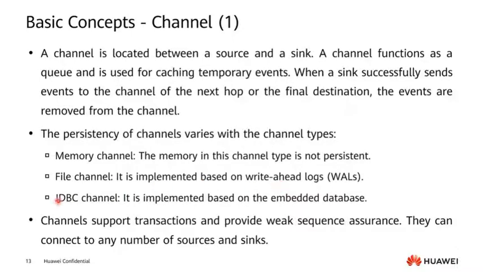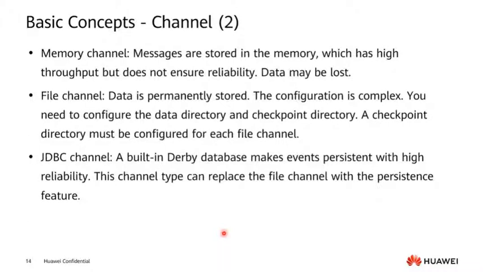Or if we choose JDBC channel, data will be written into the embedded database alternatively. And in channel, events are considered to have some transaction properties like ACID and can be ordered weakly according to user configuration. One channel can connect to any number of sources and sinks. This slide shows us more details about the three types of channel. Please have a closer look if you are interested in this.